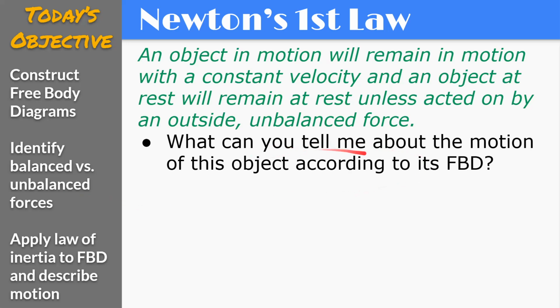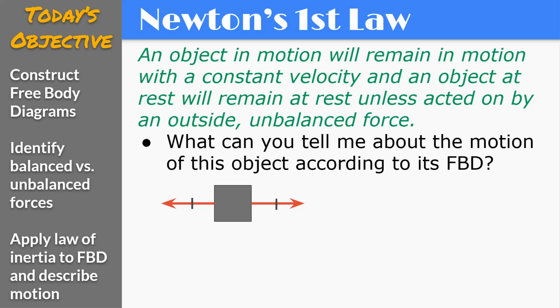What can you tell me about the motion of this object according to its free body diagram? So I have a free body diagram right here. Okay, and I'm showing you that this free body diagram has two forces acting on it that are equal and opposite to each other. So they're balanced forces. We talked about that last unit. So what could this object be doing?